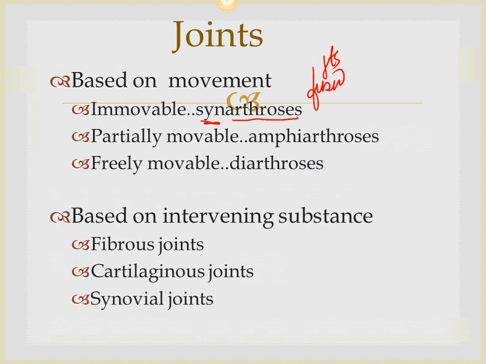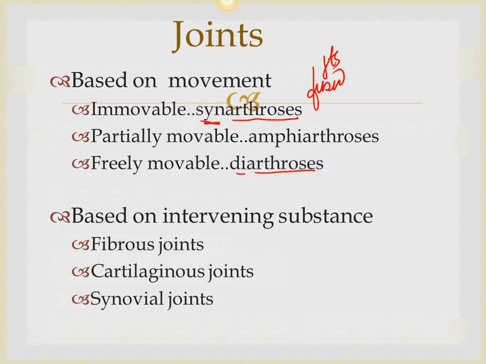Second example is a joint which is partially movable. Such a joint is called amphiarthrosis. And third is a freely movable joint. And the way you'll remember that, diarthrosis. Arthrosis again for joint, and I couldn't think of anything better to say. It's like to die for. You can move so that you're freely movable all over the place. So that's the way you're going to remember, okay? Freely movable, diarthrosis.